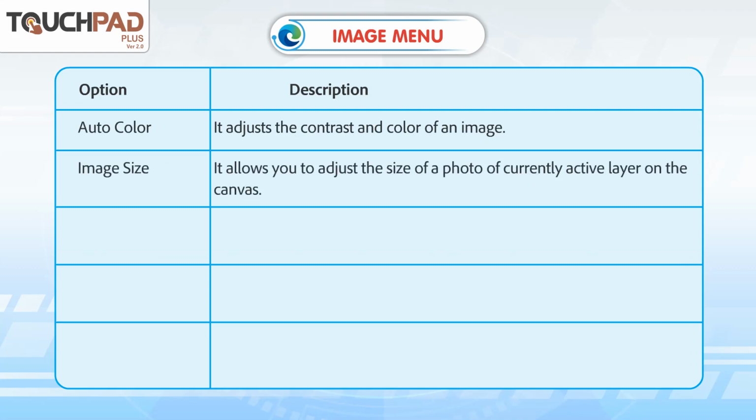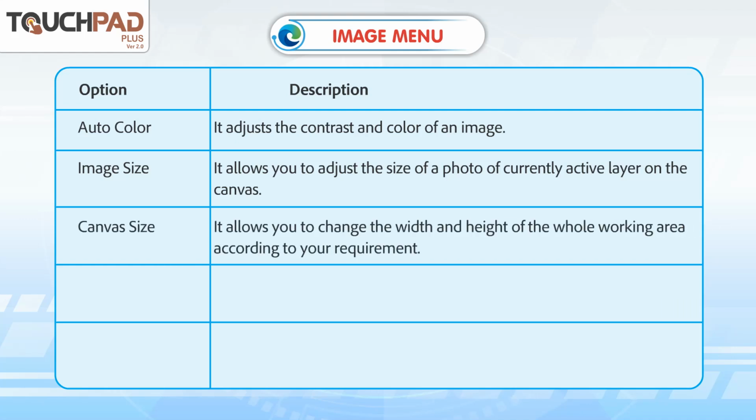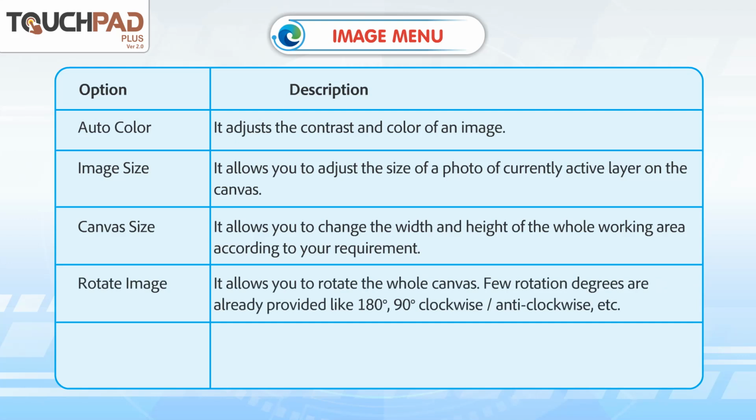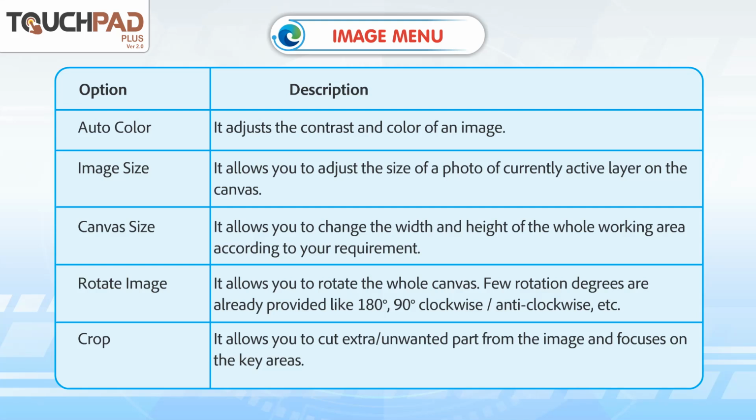Image size. It allows you to adjust the size of a photo of the currently active layer on the canvas. Canvas size. It allows you to change the width and height of the whole working area according to your requirement. Rotate image. It allows you to rotate the whole canvas. A few rotation degrees are already provided like 180 degree, 90 degree clockwise or anti-clockwise, etc. Crop. It allows you to cut extra or unwanted parts from the image and focus on the key areas.